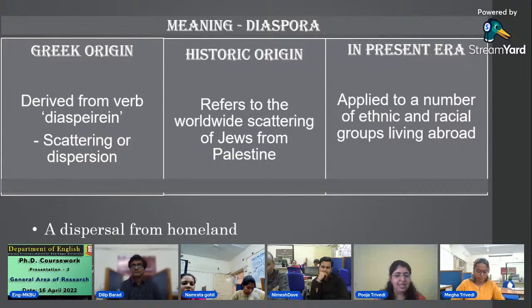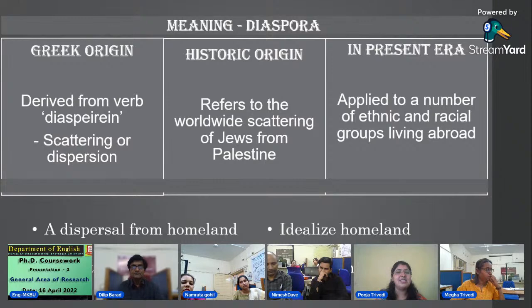Their situation is like Trishanku, the mythical figure who is hanging between hell, heaven, and earth. So they collect all these memories of their homeland, and they try to recreate the same thing in the host land. They idealize their homeland. For example, if we look at the diaspora literature, some of the women characters are using mustard oil instead of olive oil in a foreign country. So that is how they idealize the homeland, that this is good for us.